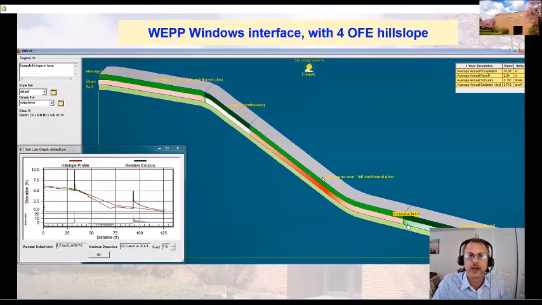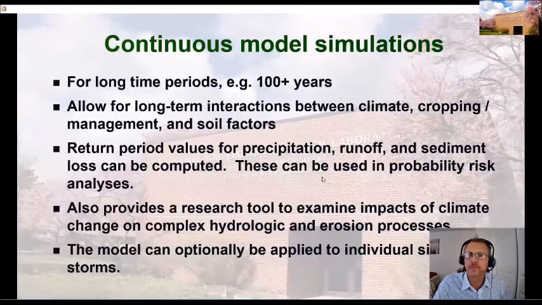This is just a screenshot of one of the interfaces we have. It's a Windows interface, and this is showing the ability to do spatial changes in management. In this case, we have a cropped area here and a grassed area on this steeper slope section, another cropped area, and then a grassed area at the bottom here, and showing the spatial soil loss results in this graph as well, and deposition values.